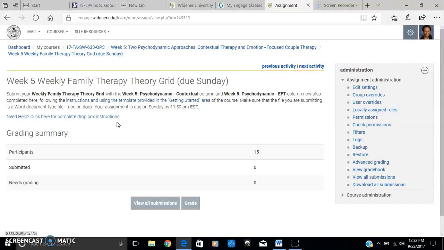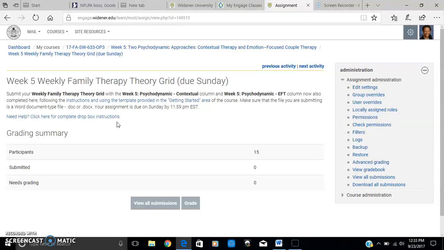EFT and contextual therapy both help couples establish a safe place so that they can practice new relationships and build stronger bonds within the family. So, establishing a safe place is part of both therapeutic interventions.